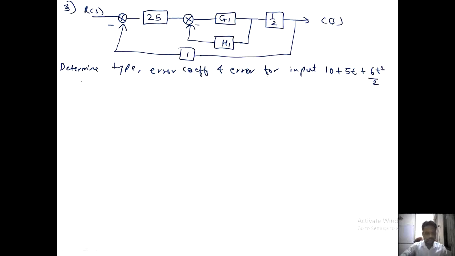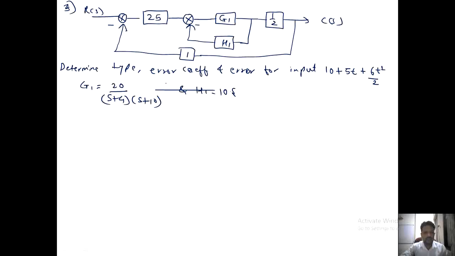Okay, and one more thing is given: value of G1 is 20 by S plus 4 S plus 10, and H1 is given as 10 into s. Okay, this is s, not 5, 10 s. So this much data is given, and for the given system shown in the diagram, determine type, error coefficient and error for the input 10 plus 5t plus 6t square by 2, where again G1 and H1 values are given.